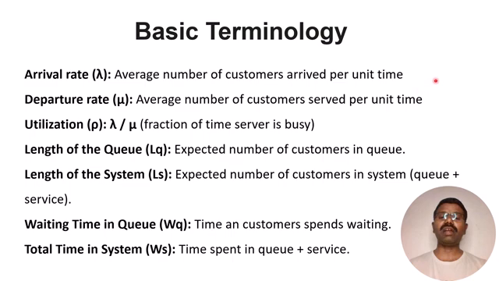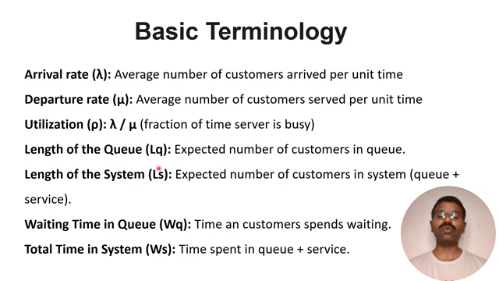The basic terminology, whatever we are discussing here, let us see what its meaning is. The first one is arrival rate. The average number of customers arrived per unit time is called the arrival rate. Departure rate: the average number of customers who got service per unit time is called the departure rate. Utilization factor, let us say rho, is lambda by mu. That is the fraction of time the service is busy. So that is the utilization factor.